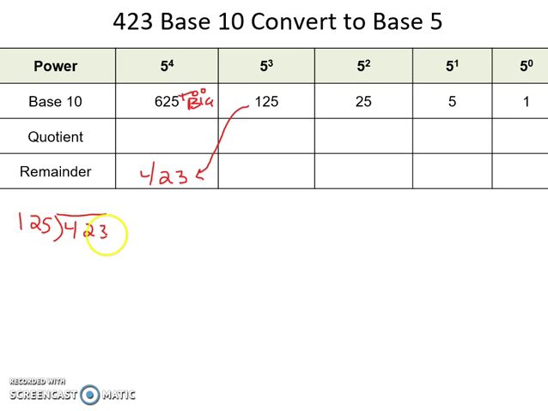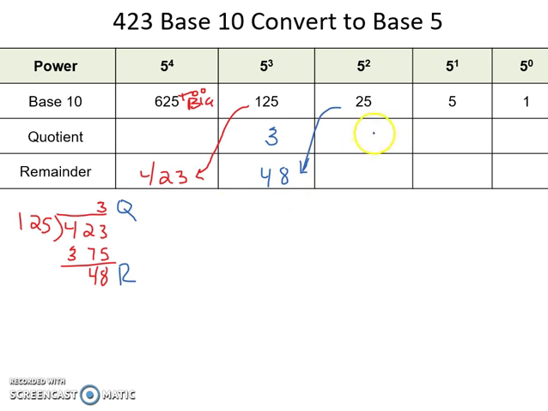Okay, 125 goes in 3 times. 125 times 3 is 375. And what do we have left over? We have 48 left over. So this is our remainder, and 3 is our quotient. 48 is our remainder. We're going to take the 25 and put it into 48.